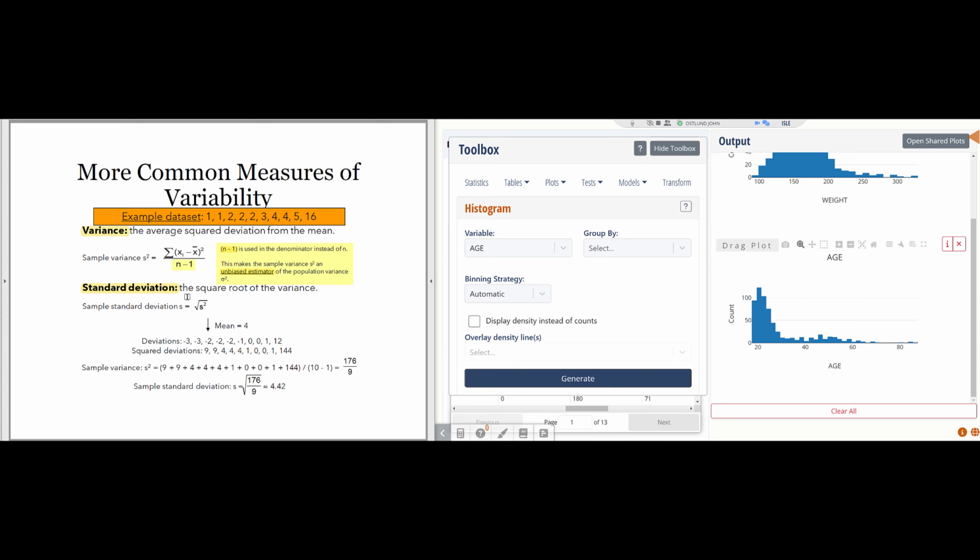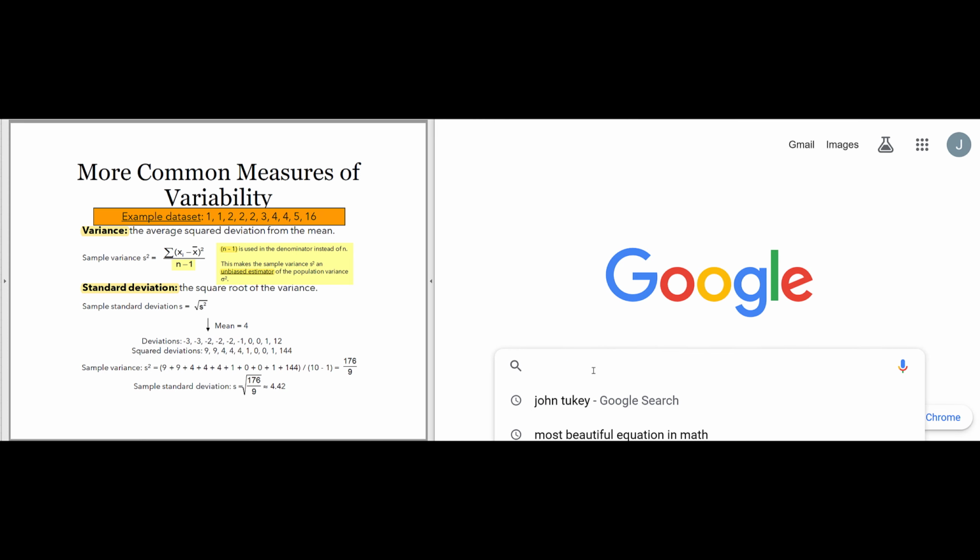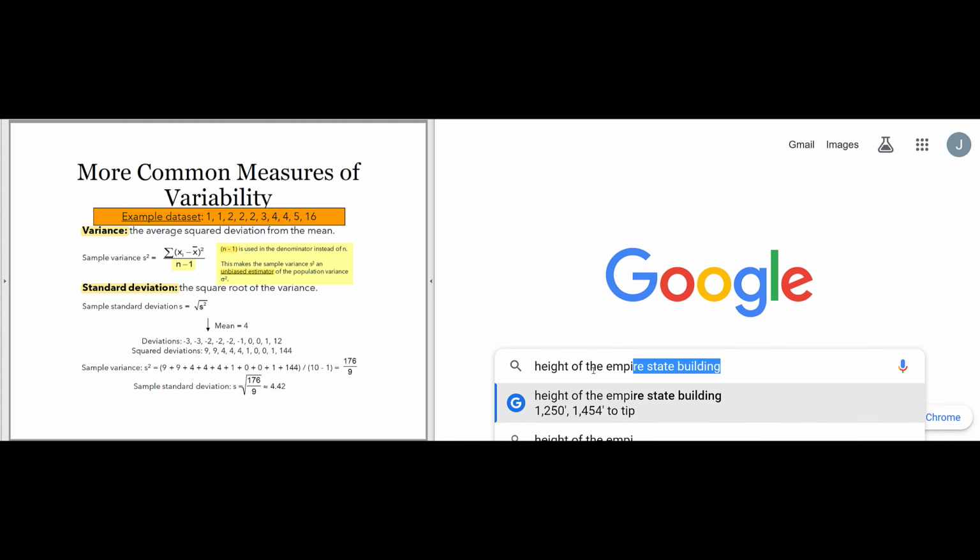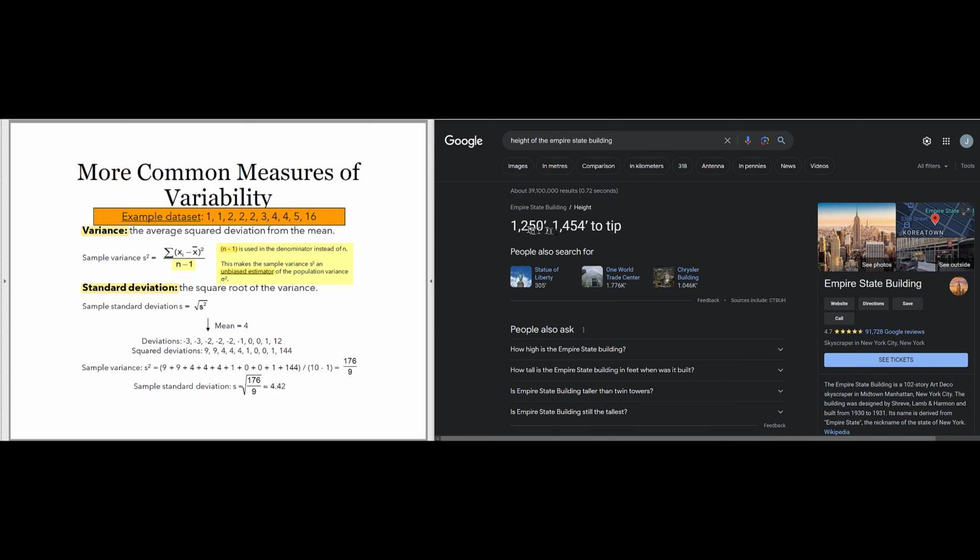Let me give you another concrete example, which hopefully will help you intuitively remember that you'd better subtract 1 when you compute a sample variance. If I tell you, and I don't know the actual number here, I should find out, let's find out what the height of the Empire State Building is. We'll take the height to the tip. The height of the Empire State Building is 1,454 feet.